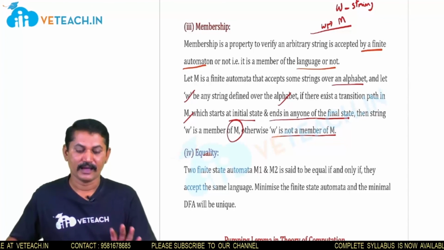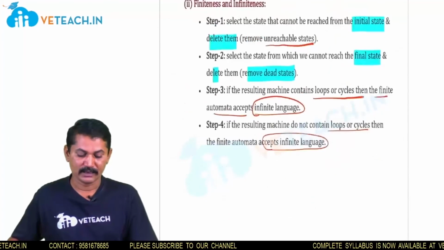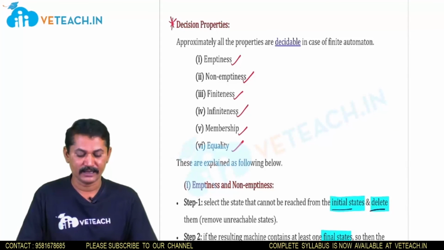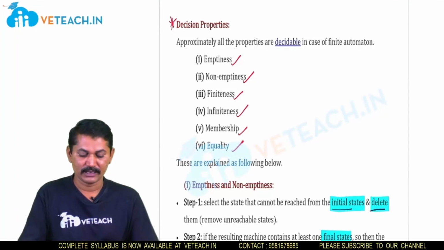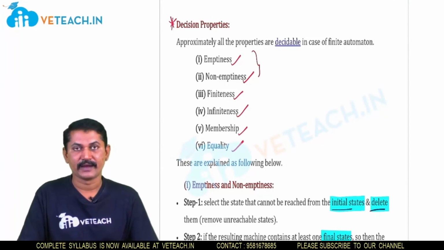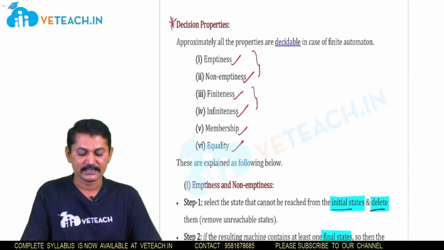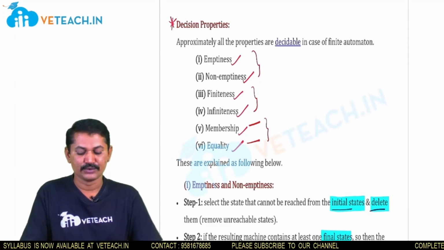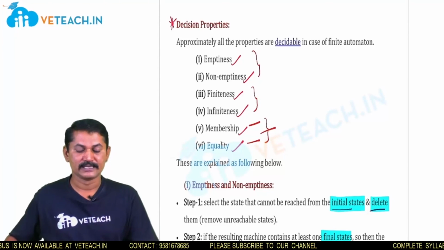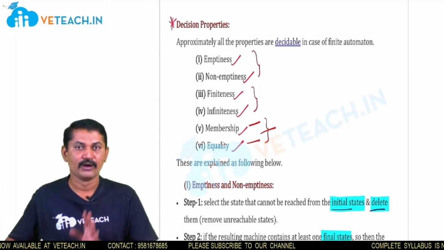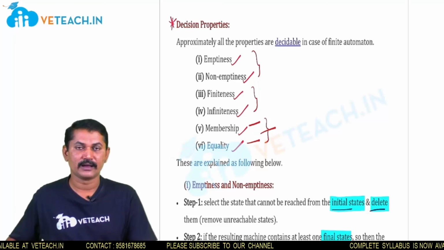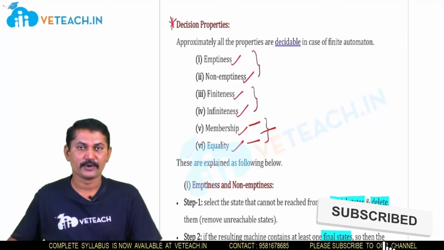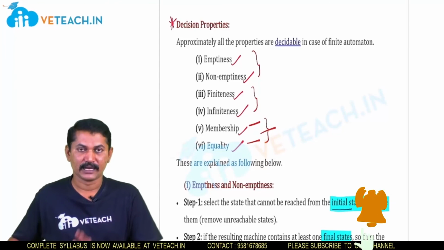Once again, have a look at the properties: emptiness, non-emptiness, finiteness, infiniteness, membership and equality. Emptiness and non-emptiness can be defined in one common way, finiteness and infiniteness in another way, and membership and equality in two different ways. So these are the decision properties that we can consider on the language and on the strings defined under the language. These are the closure properties and decision properties of a regular language.